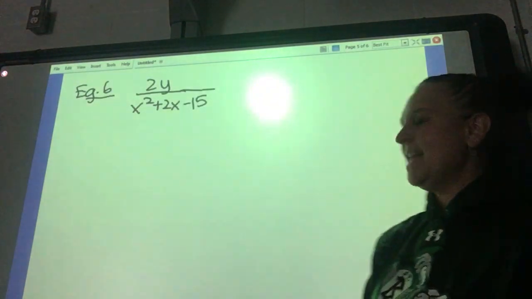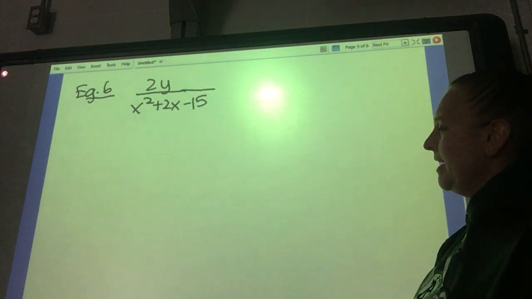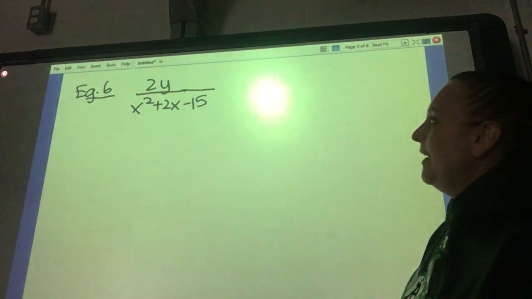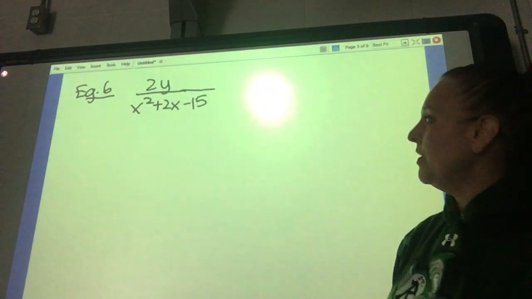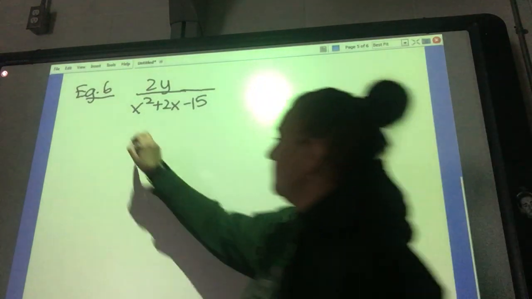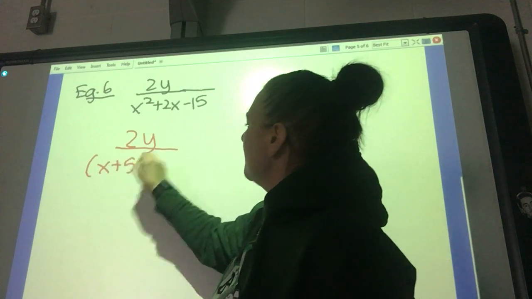We just have one more example really to look at that we haven't covered, because we've kind of covered every kind of non-permissible that can come up. 2y over x squared plus 2x minus 15. Okay, again, the numerator we're not concerned with, the denominator we are. That's a little hard to tell right away what the non-permissibles are. So first step would be to factor.